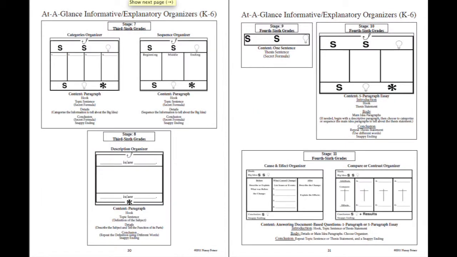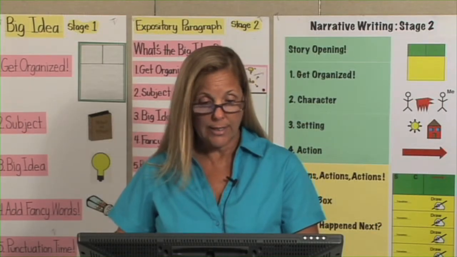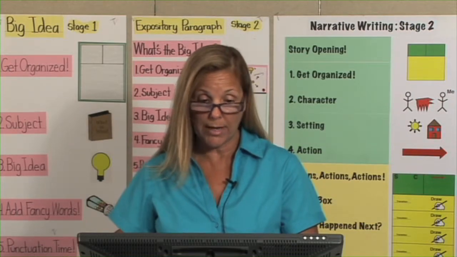Page 30 and 31 end our at-a-glance organizers. And again, we have our stages and grade levels, the sample organizers with what content is in each one. And that goes all the way up to stage 11, where we have our 4th through 6th grade writing. Now we begin a detailed look at each stage of writing in the informative explanatory chapter.